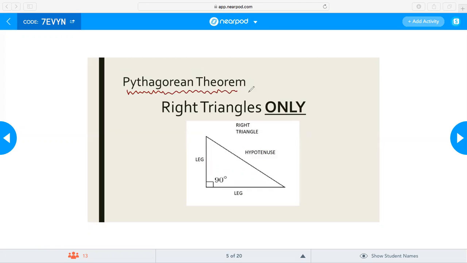What I want you to do is notice I labeled this right triangle. So on a right triangle, there's this thing called legs and the hypotenuse. The legs are the part of the triangle that make up the 90-degree angle. You can think of it as making an L. The two sides that make the 90-degree angle are called the legs.